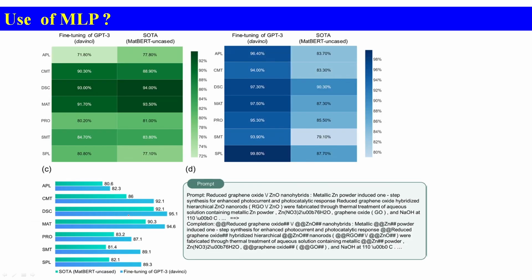Some more examples, we can even fine tune these things. Let us say these are the different papers published in APL, CMT, DSC, Material Science, PO, SMT. I do not even remember what these channels are.